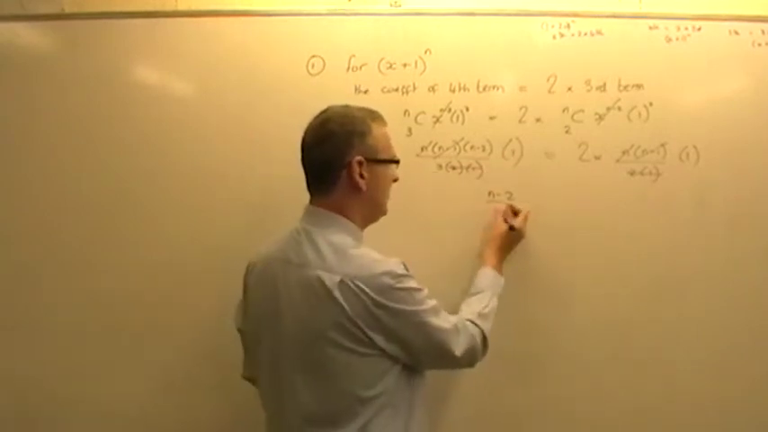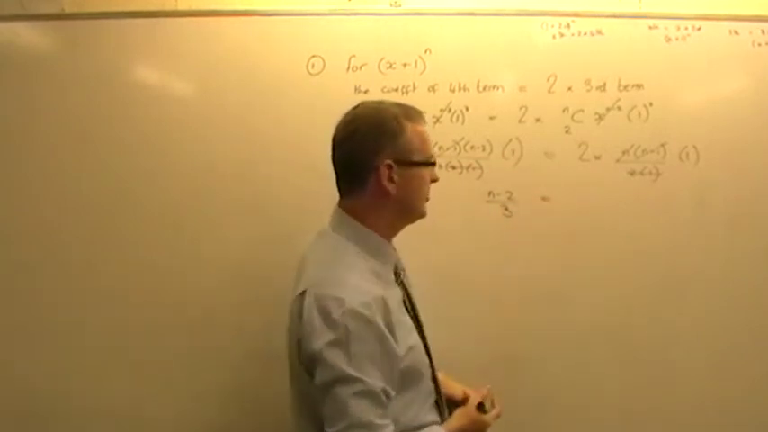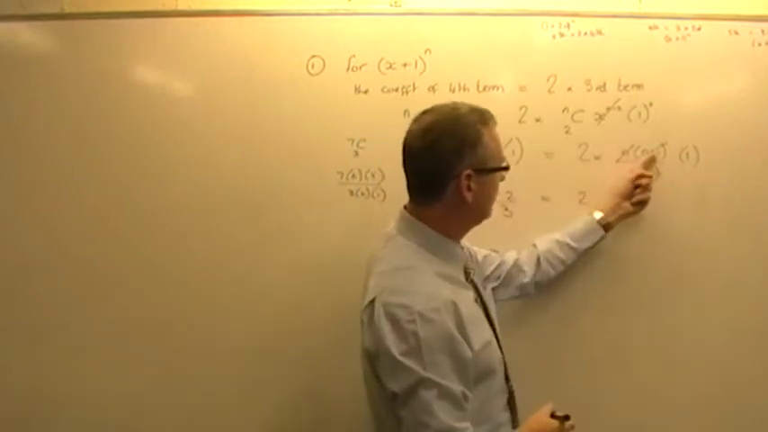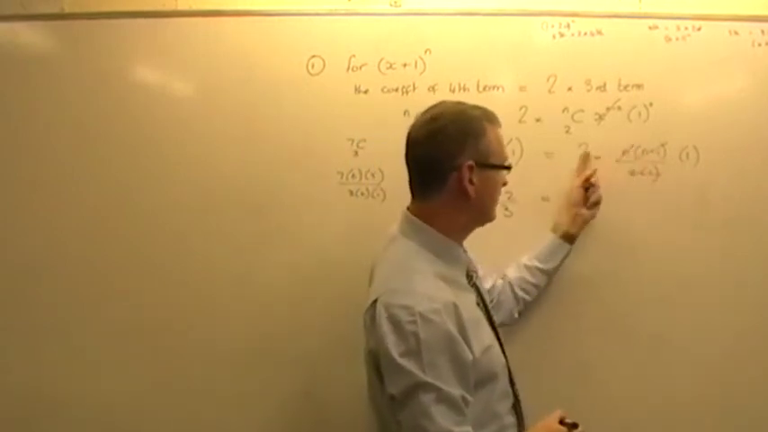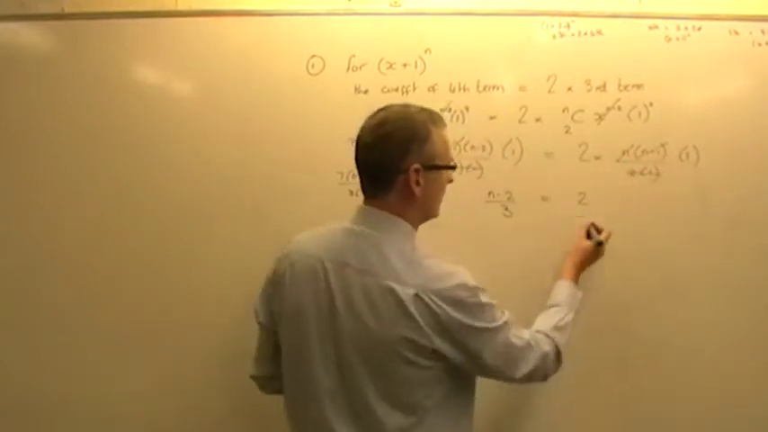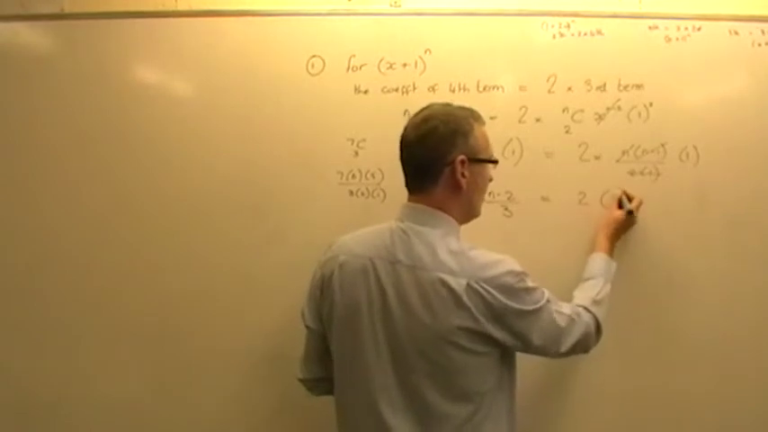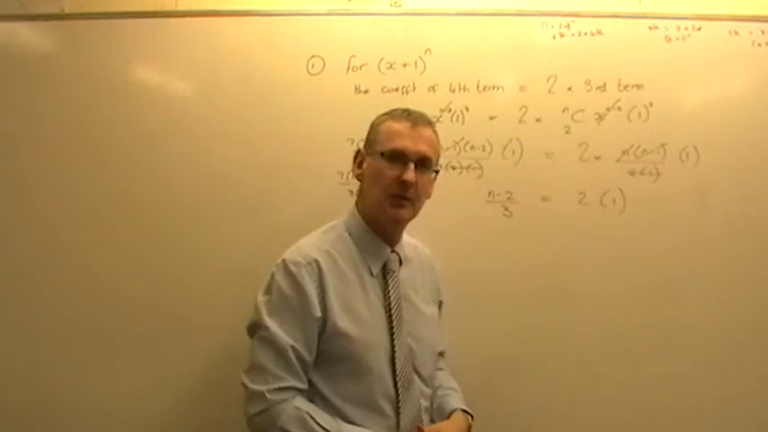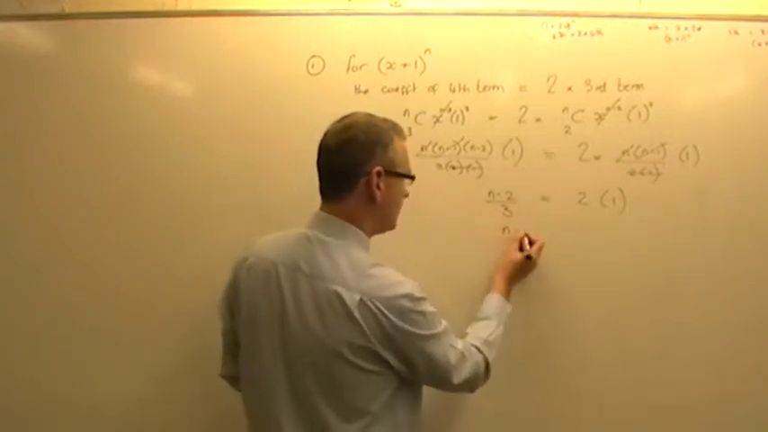I've still got a 3 on the bottom, is equal to, and on the right hand side I'm left with a 2. These have all cancelled, if you like, they give 1. 2 times 1 times 1 times 1 all over 1. And so this is just 2 times 1 on the right hand side. This is now a really basic equation. So you get n minus 2.